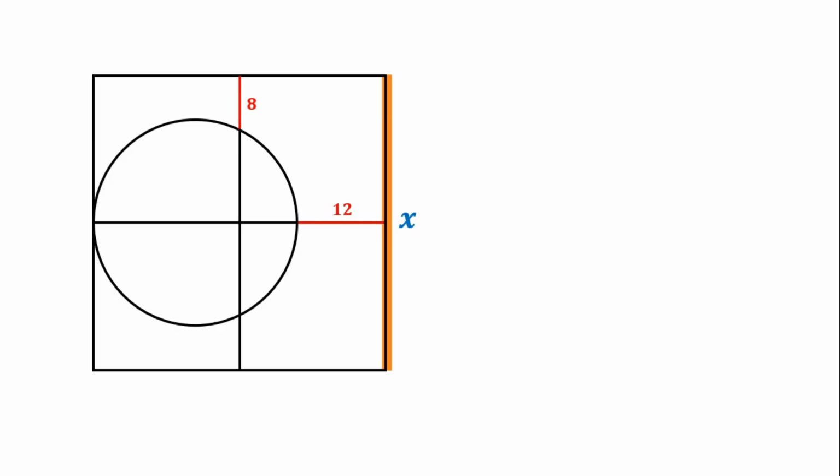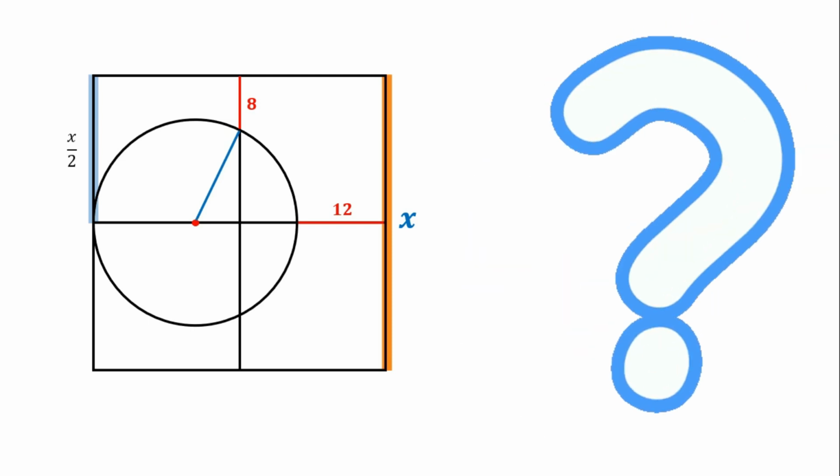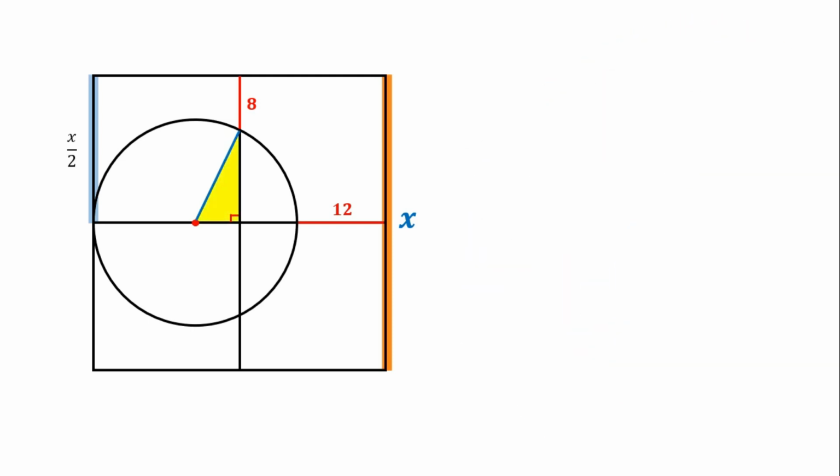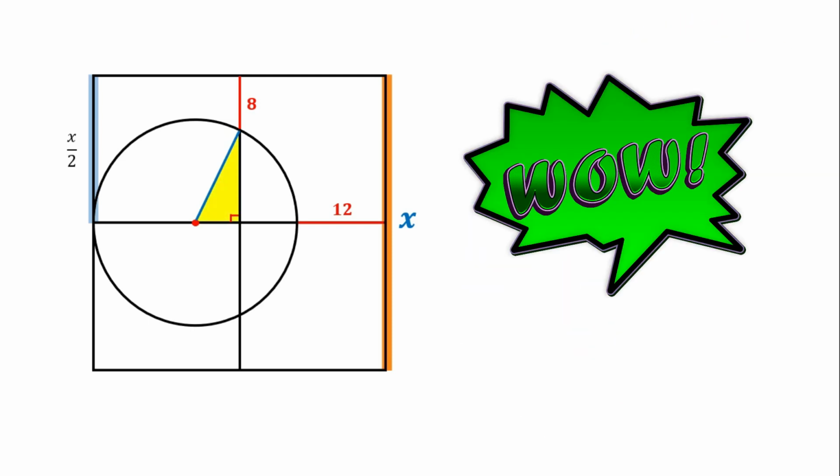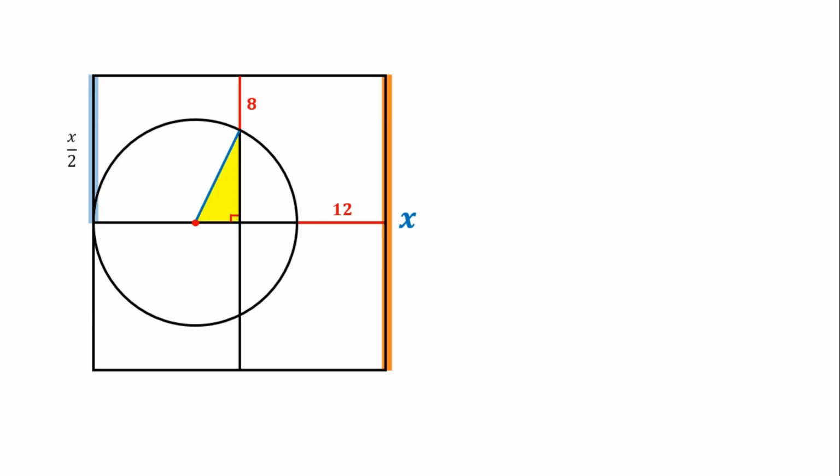Since this is a square, all 4 sides have the same length, so every side is x. Also, because the circle touches the square exactly at the midpoint of its left side, this entire distance is half the side length of the square. Next, let's mark the center of the circle and draw a line from the center to this intersection point. What happens? We get a right triangle. Perfect. Now let's identify the 3 sides of this triangle.